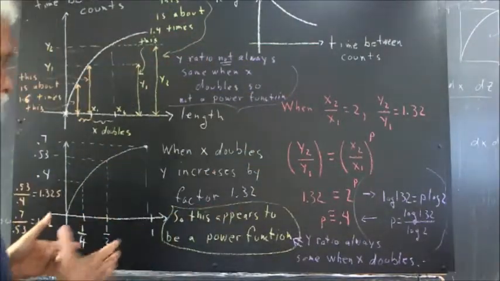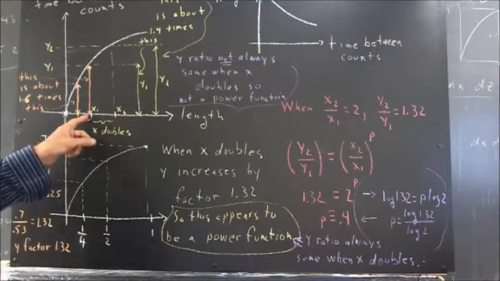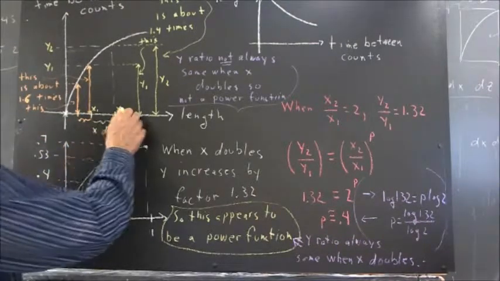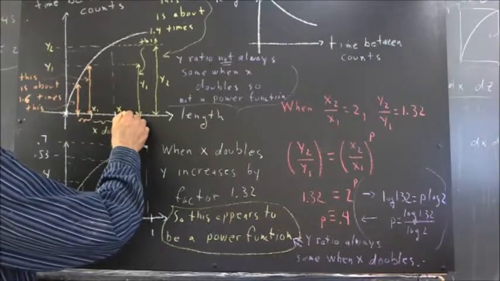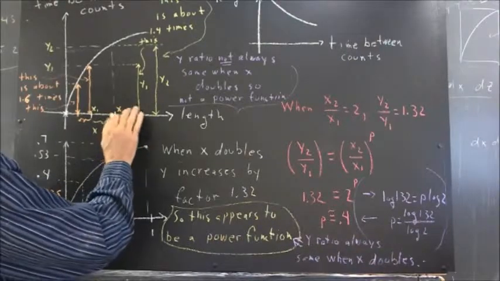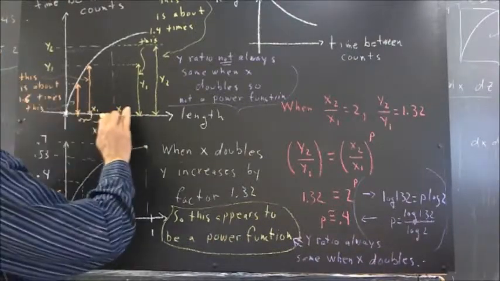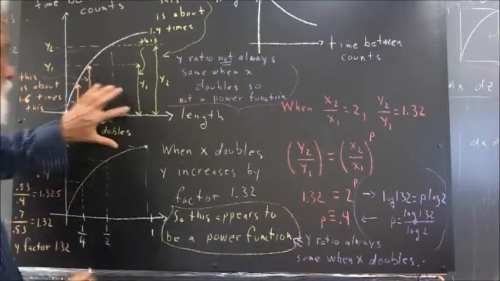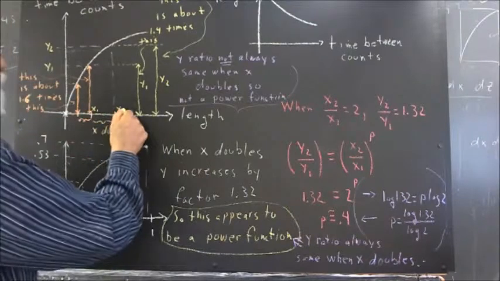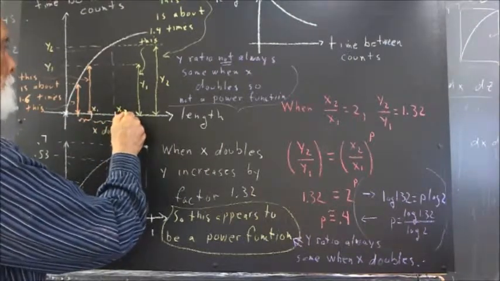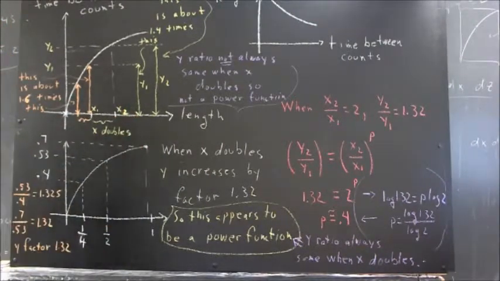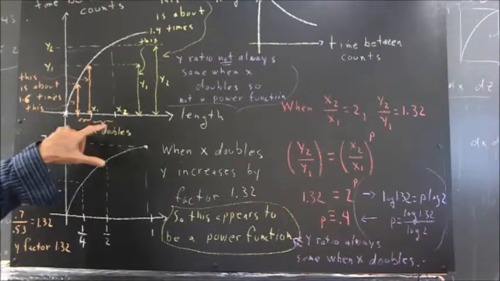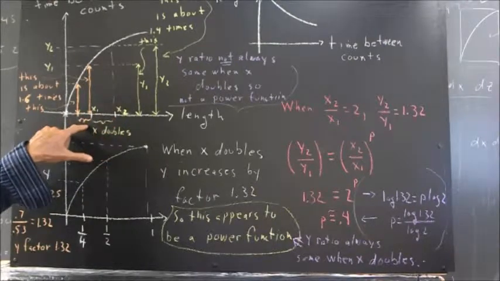When x doubles, then if we call this x1 and we call this x2, and it wouldn't hurt to write that 2 a little more clearly. Let's see if I can clean that off a little bit and make a decent 2 here. Okay, so if x doubles between x1 and x2, then x2 is twice as big as x1.